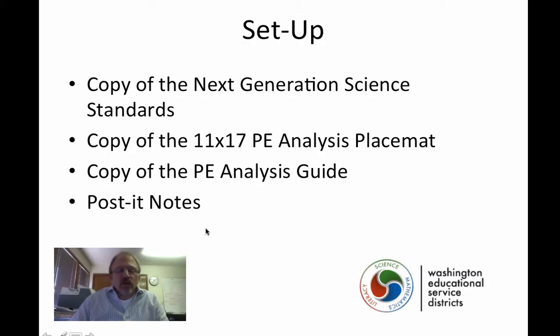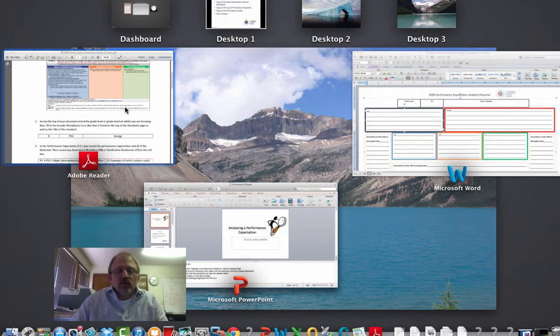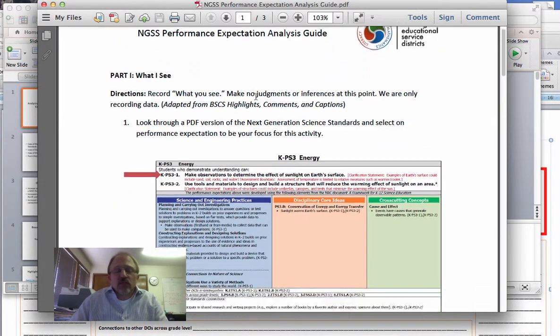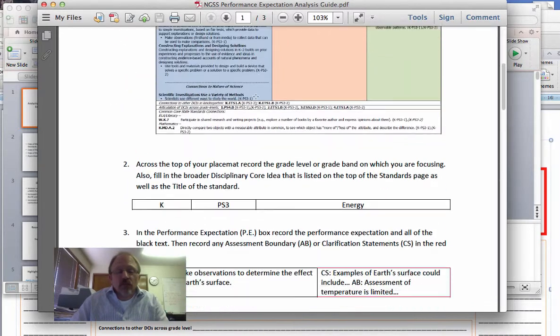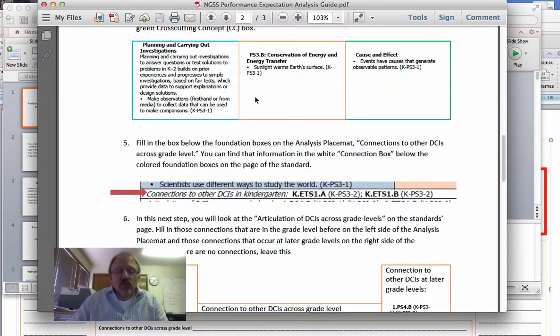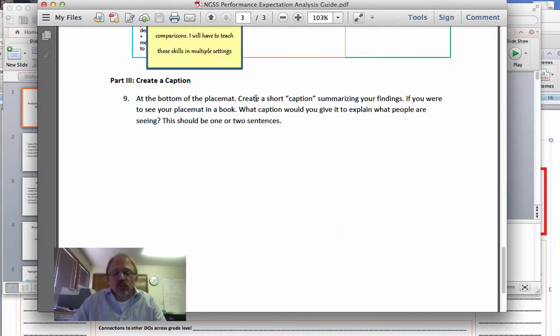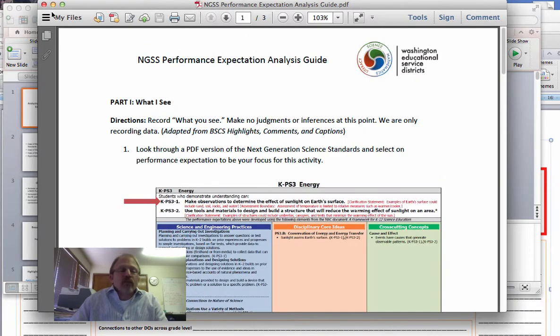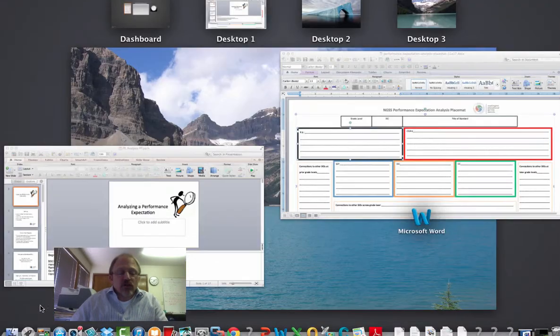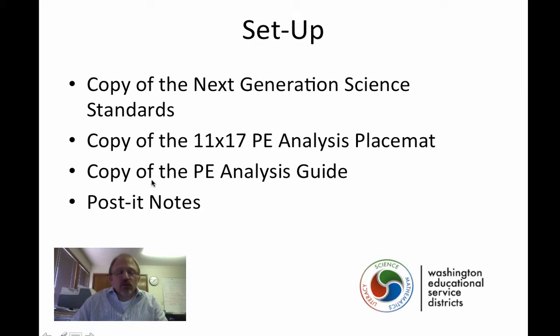You're also going to need a copy of the Performance Expectation Analysis Guide. This will be helpful because it's a PDF that basically has all the steps of how you do this activity. You can just read through this and work your way through it, or work a group of your teachers through it at your school. And I must say that's one of the purposes of this, as I see it, which is to give you a quick little professional development activity that you can do at your school with your teachers, or on your own. You also need some post-it notes.